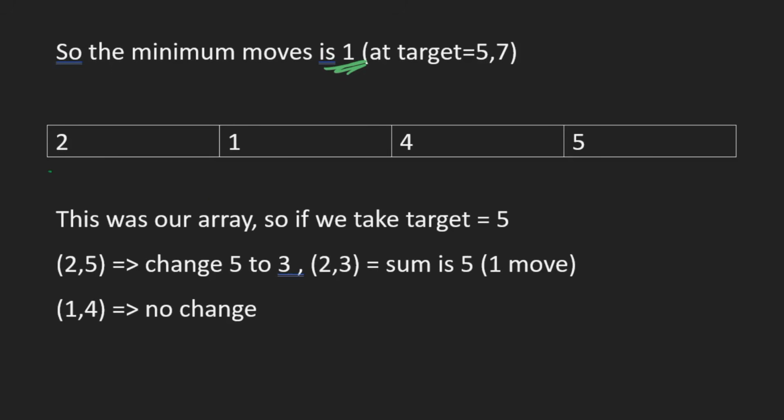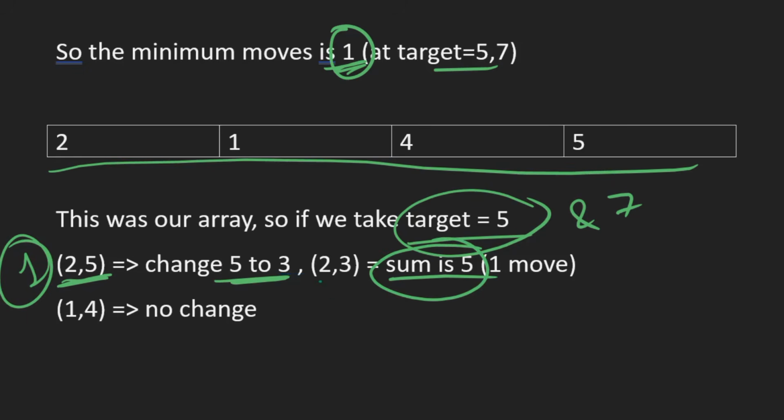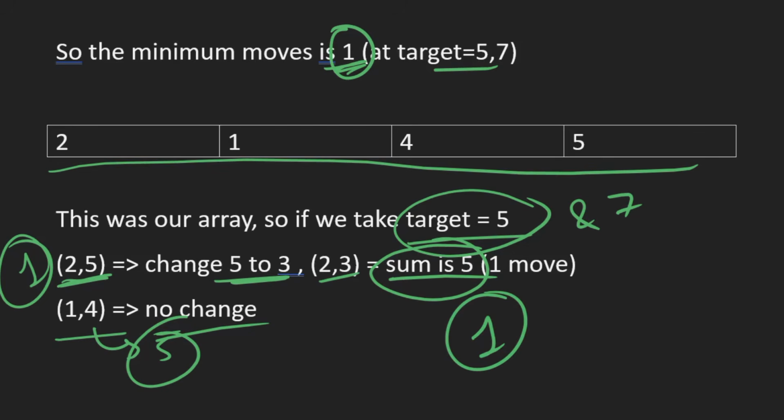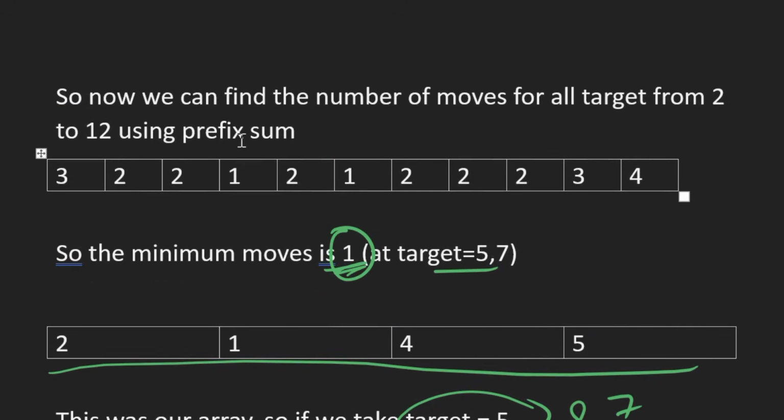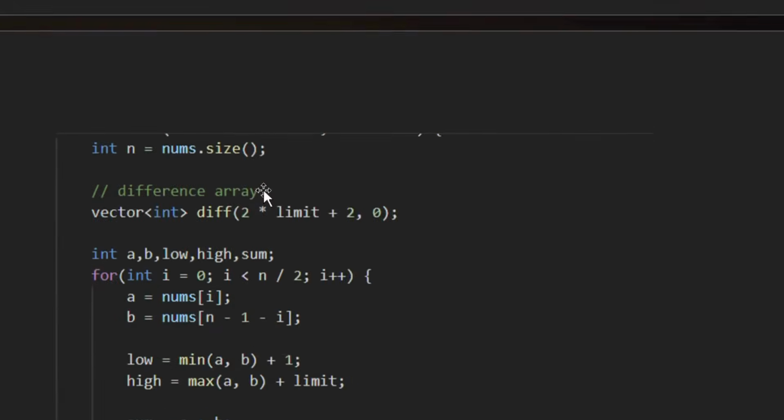Let's see. Initially our array was 2 1 4 5, and we are getting the minimum move of 1 at target equal to 5 and 7. For 5, we get the first pair 2 comma 5. If we change 5 to 3, that means one move, we get our target sum, 2 plus 3 is 5. Then 1 plus 4, same, target is 5, so no change. So we see only one move, and that is what we get after taking the prefix sum over the difference array. So let's move to the code part.